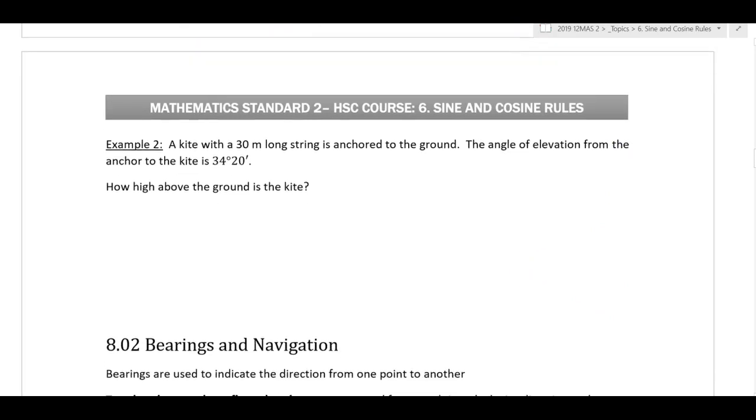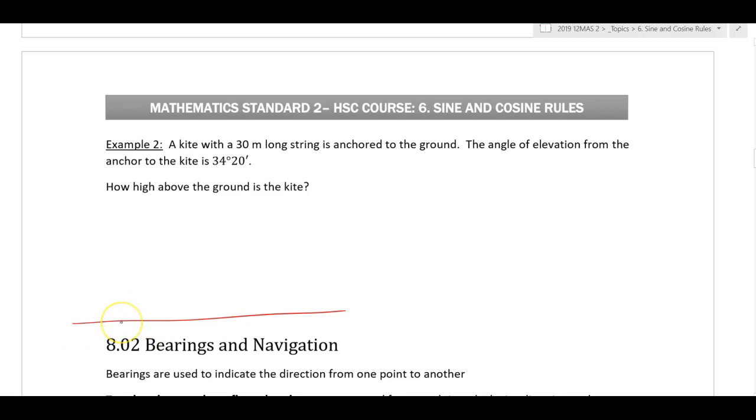So here we go. I've got one more example before we finish this video. I have a kite with a 30-metre long string that's anchored to the ground. I've got an angle of elevation, 34.20, and I want to know how high above the ground is the kite. What's really important with these questions, if you don't have a diagram, is you must have one. A good diagram, not too small. So here's my ground. It's reasonably horizontal.